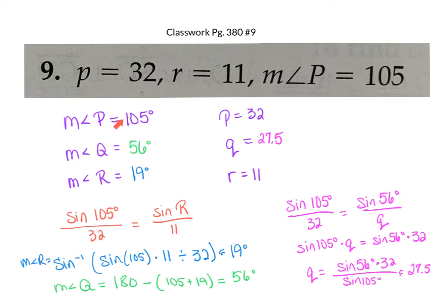So just to walk through, they gave me the measure of P, the angle P, the measure of side P, and the measure of side R. So I used my sine of P over P equals sine of R over R. Because I was solving for the R, I had to use my inverse trig function between the multiplication of these and then divided, 19. Once I plugged in 19, 180 minus those two gave me my 56, and then I could use law of sines again. Sine of 105 over 32, my P, equals sine of 56, my Q over Q. And here I just had to do cross multiplication with my sine functions to get that guy.